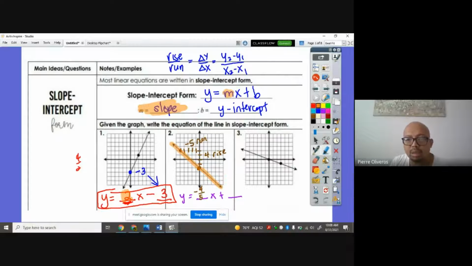Okay? And where's my y-intercept? The y-intercept is right here in this blue point. It's also negative 3. Okay, sorry for that. And that's the answer. And then positive times negative, we can write it y equals negative 4 fifths x minus 3. And that's my equation.